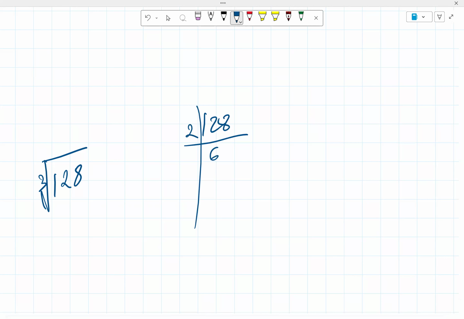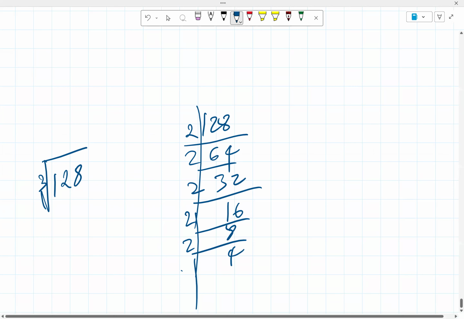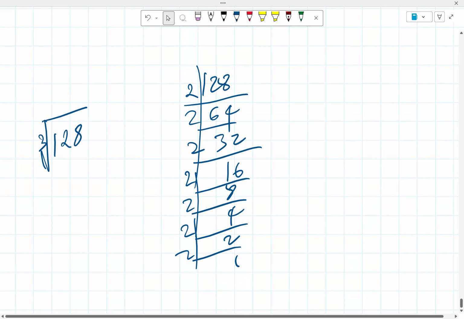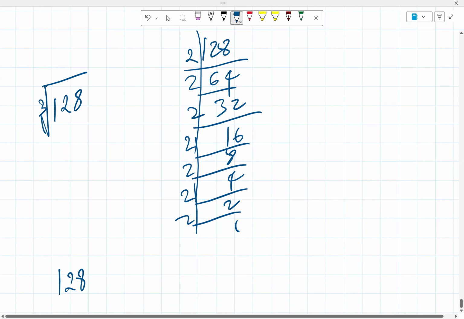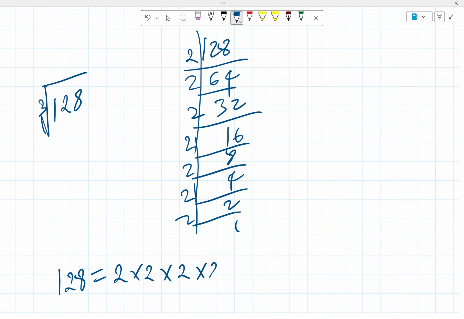So that's 64 times 2, that's 32, 2, 16, 2 again, 8, 2, 4, 2 into 4, 2, 2 into 1. Okay, that's a lot, right? So that we have 128 equal to 2 times 2 times 2 times 2 times 2 times 2 times 2. That's 7: 1, 2, 3, 4, 5, 6, 7. Okay, that's what that is.